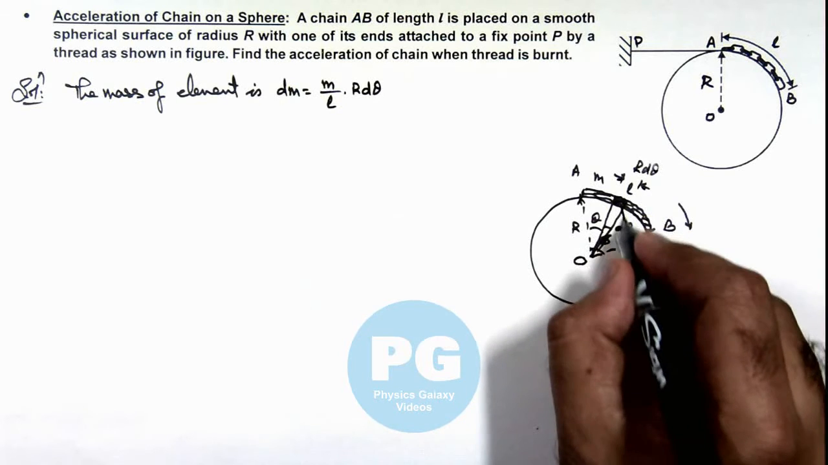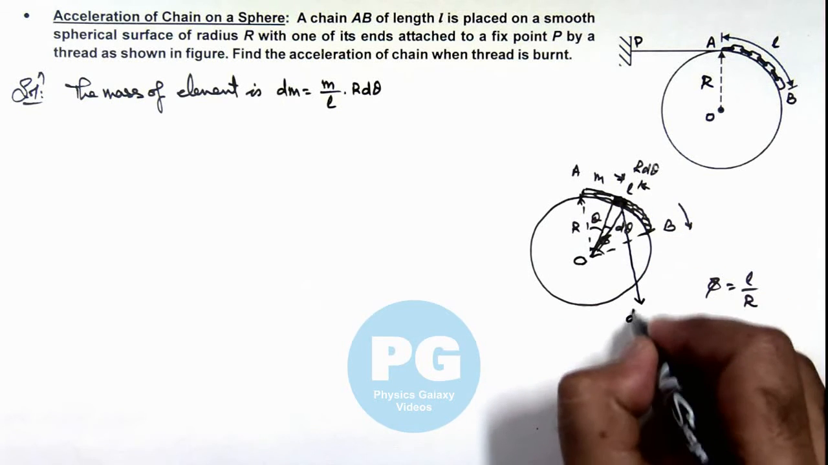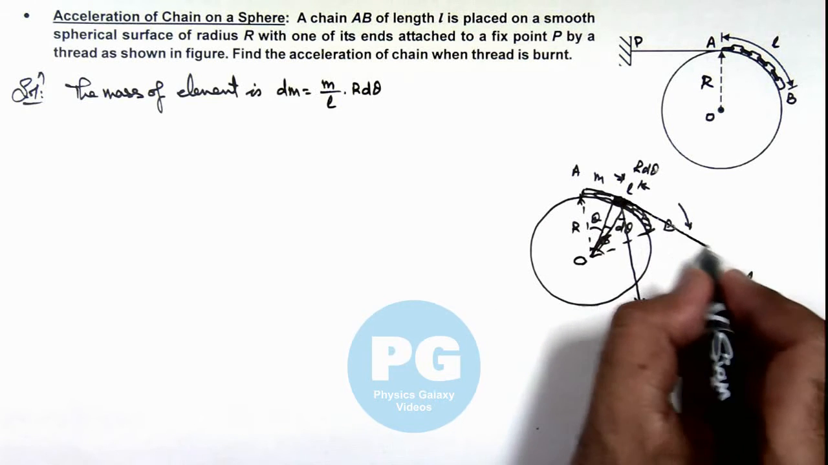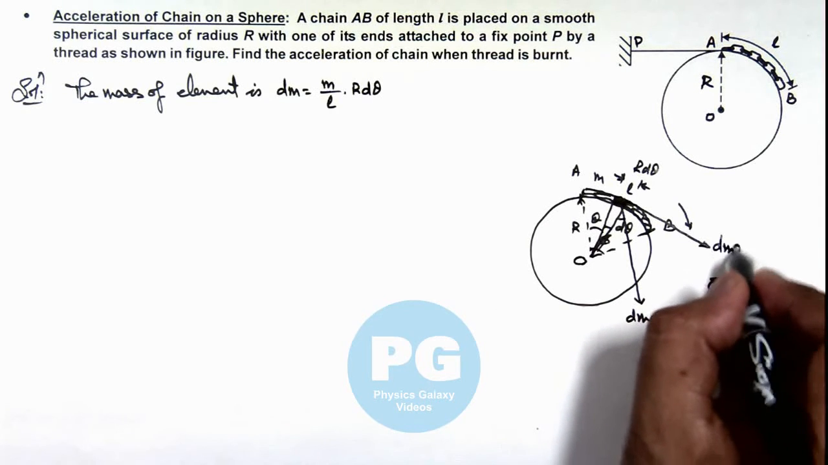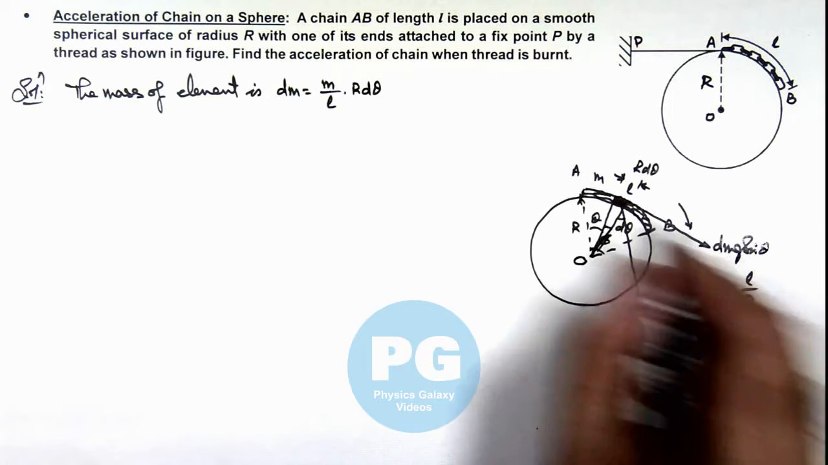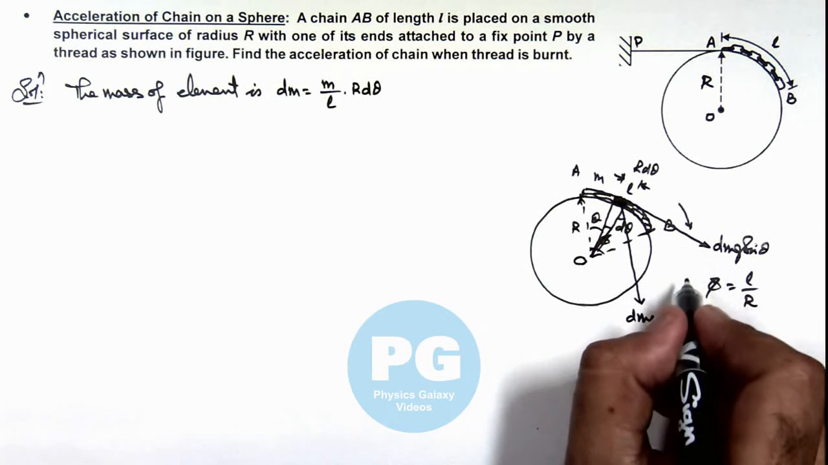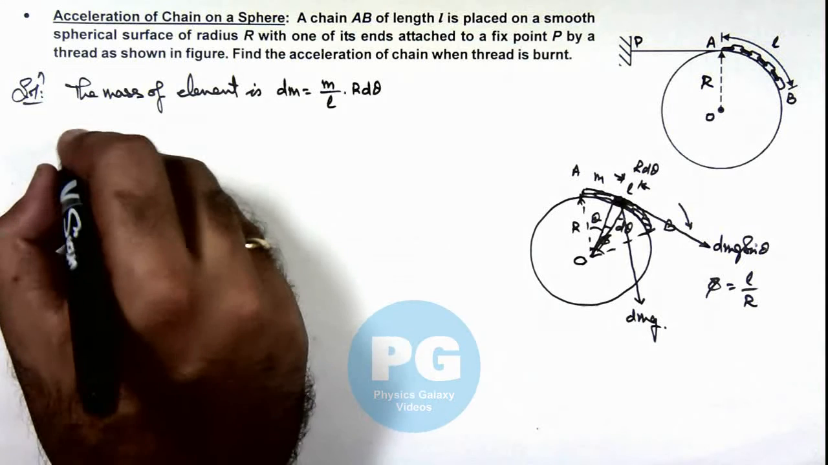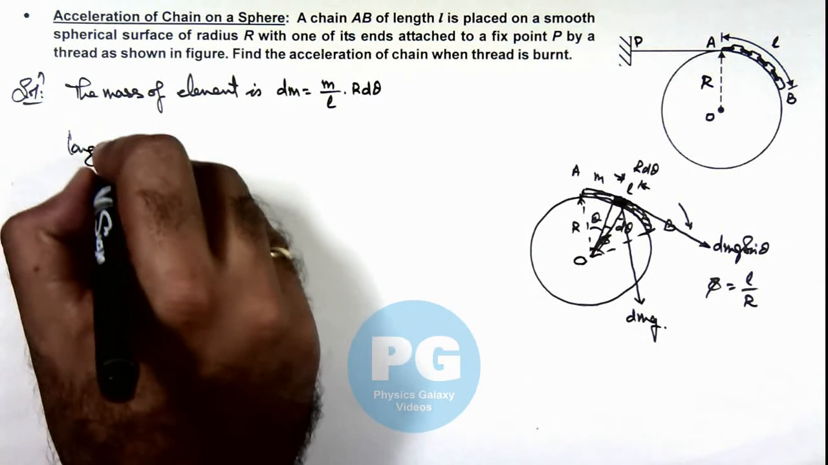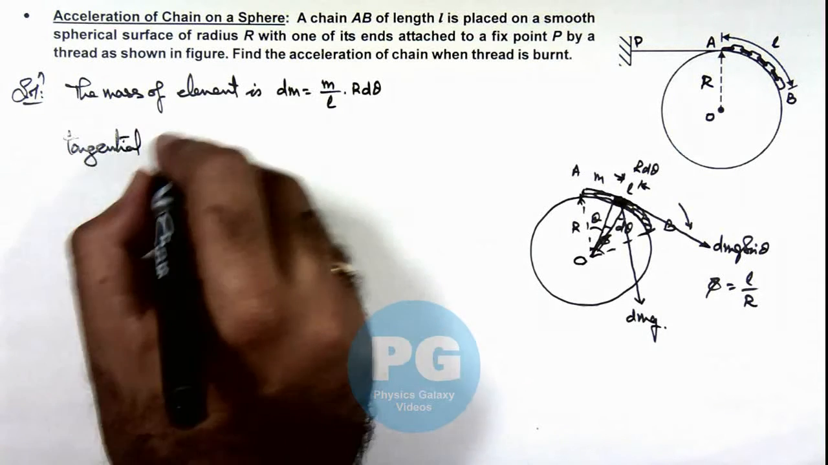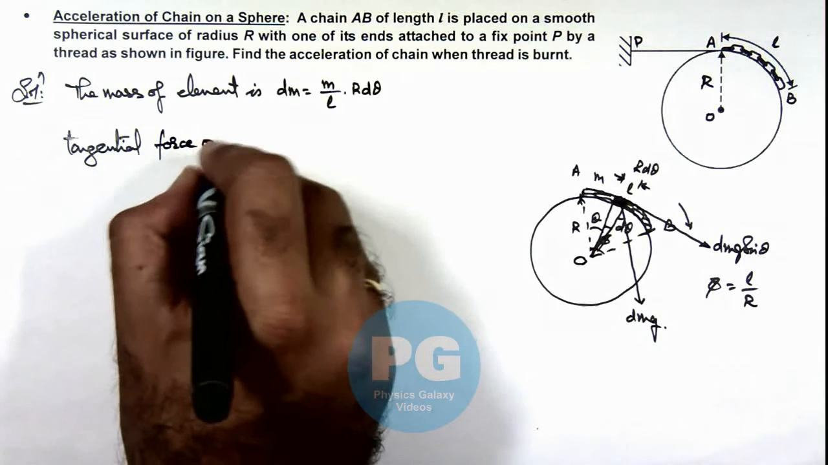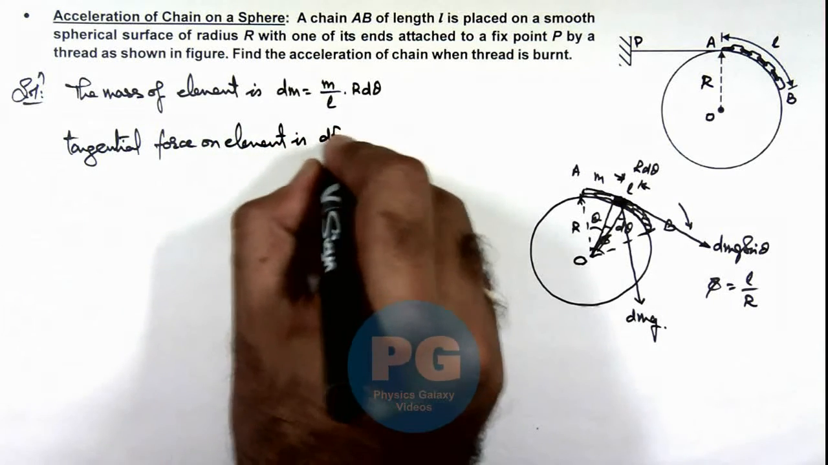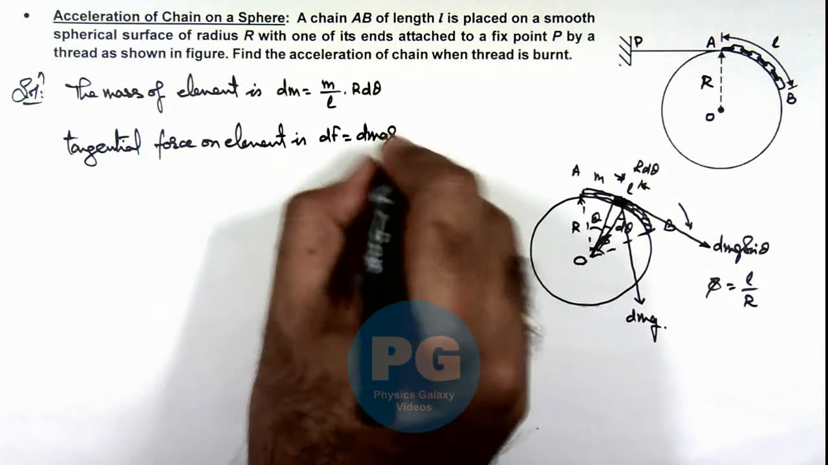Now this element would be experiencing its weight dm g in the downward direction. As this angle is theta, it will experience a tangential force, that is dm g sine theta, due to which all these elements will start sliding along the surface of the sphere. So here we can first calculate the tangential force on the element, which we write as dF, which is dm g sine theta.